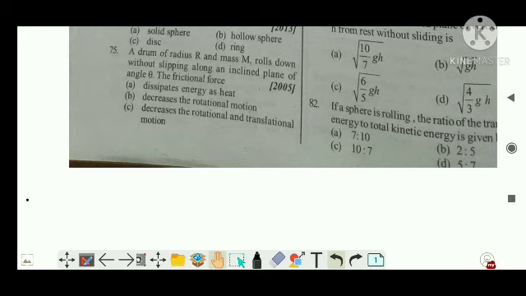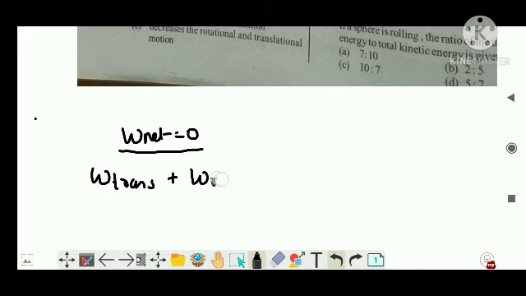That means there is no slipping, so the work done by the frictional force when the drum rolls down is 0. So there is no net work, the W net is equal to 0. And what is net work here? It is actually the work due to translational motion plus the work done by rotational motion. That is equal to 0.